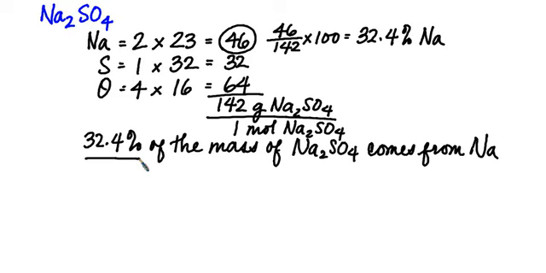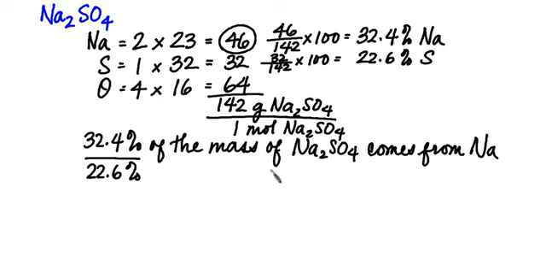Let's take a look at the contribution from sulfur. Sulfur, the contribution is 32, divided by the total, which is 142, times 100, gives you 22.6% sulfur. What does that mean? It means that 22.6% of the mass of sodium sulfate comes from sulfur.